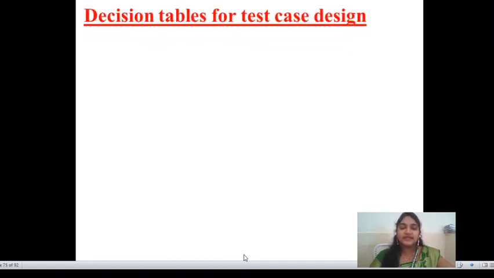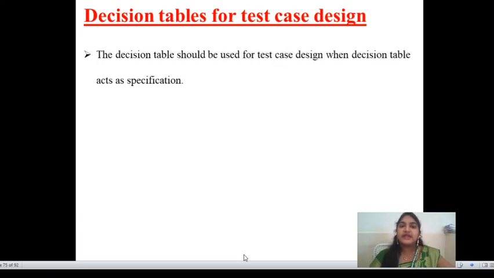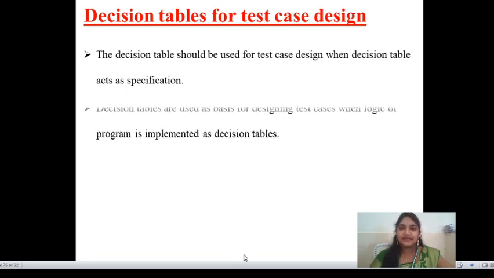Next, coming to the decision table for test case design. The decision table should be used for test case design when the decision table acts as a specification. Whenever we need to define the specification, the decision table is used for test case design. So first, the design should be done. These are also used as a basis for designing test cases when the logic of the program is implemented. Mainly it depends on the logic.